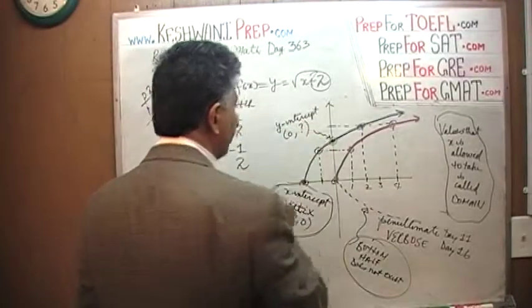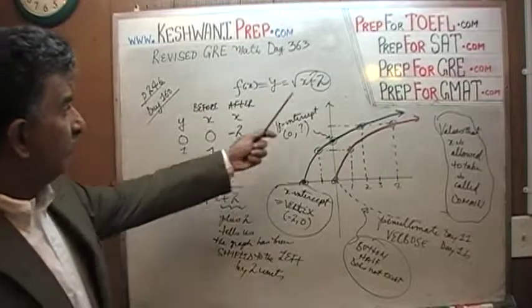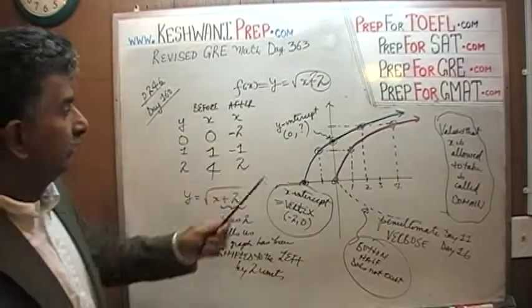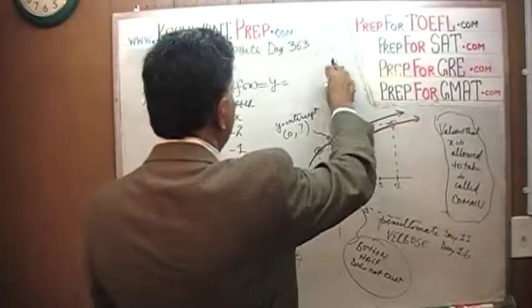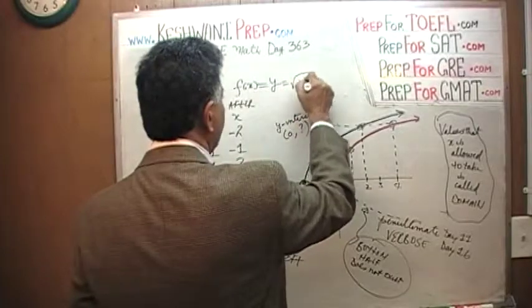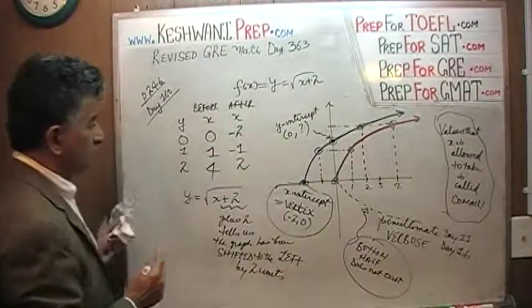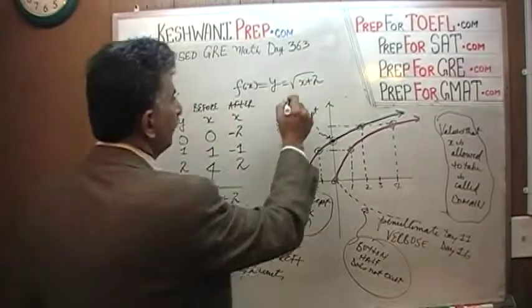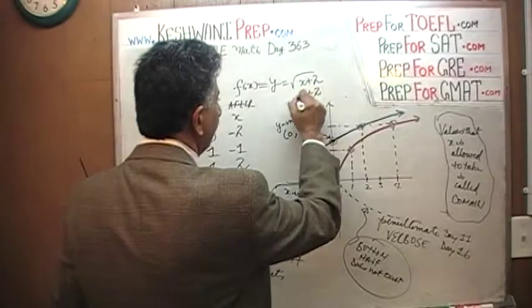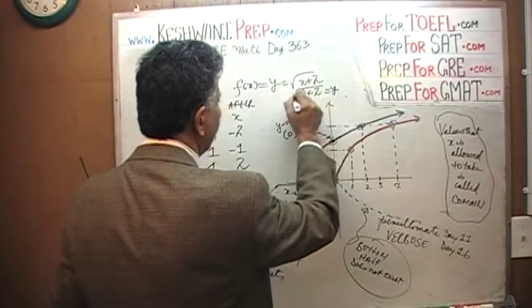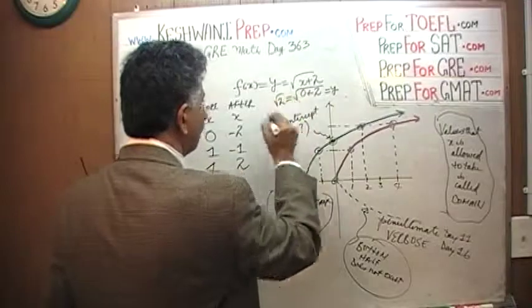Well, what's the y-coordinate? Let's find out, shall we? That's very easy. We just put in 0 here for x. Y is equal to root of x plus 2. We put in 0 for x, and we find out that y is equal to root of 2.